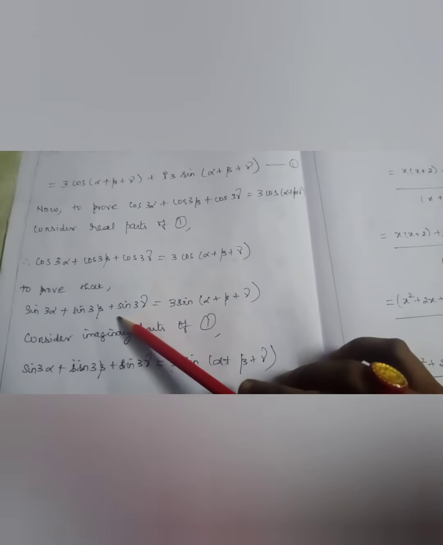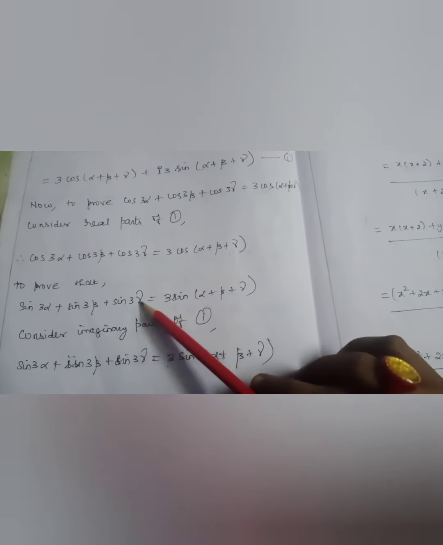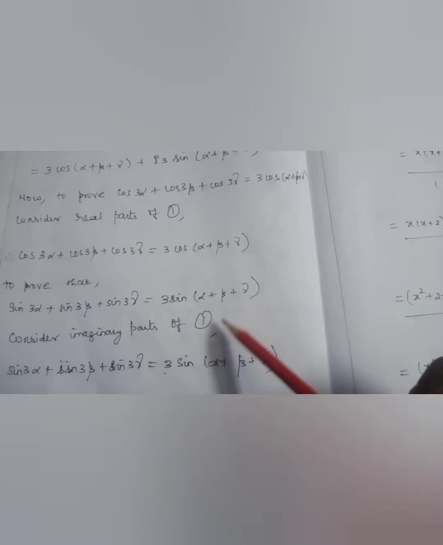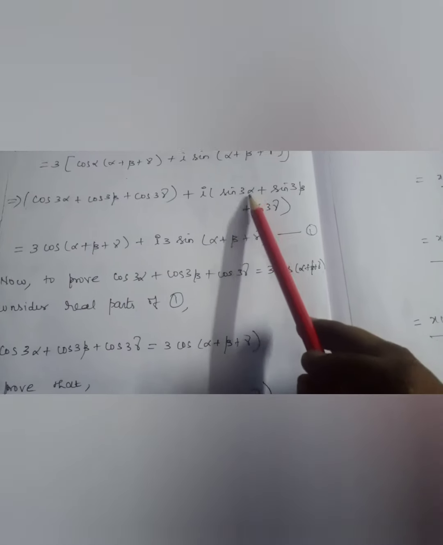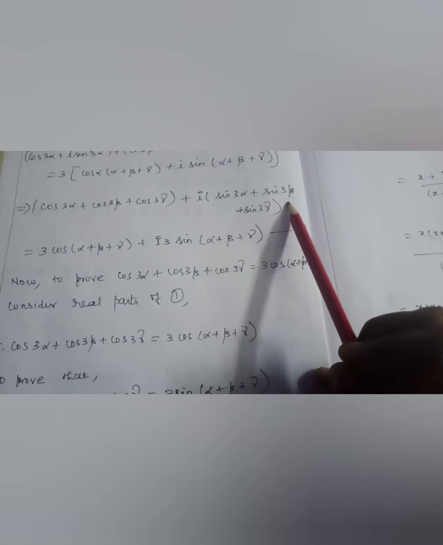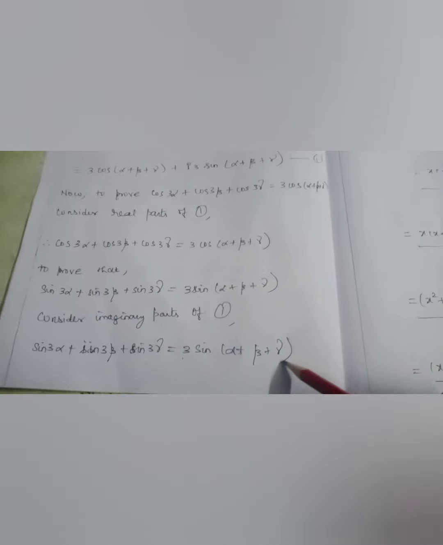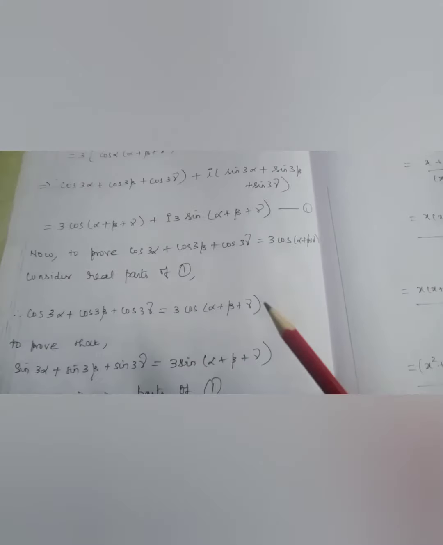Next, to prove the second part, that is sin 3 alpha plus sin 3 beta plus sin 3 gamma is equal to 3 sin (alpha plus beta plus gamma). Obviously, I will consider the imaginary parts. See, what is the imaginary part here? That is sin 3 alpha plus sin 3 beta plus sin 3 gamma is equal to 3 sin (alpha plus beta plus gamma). So we have proved it. So hope you all understand the concept. First we applied the given hint and we used the algebraic formula, applied it for the given thing, and then we have got the answer.